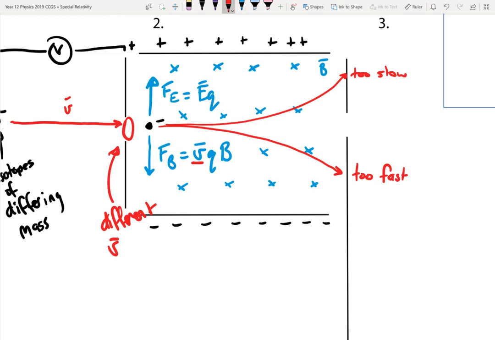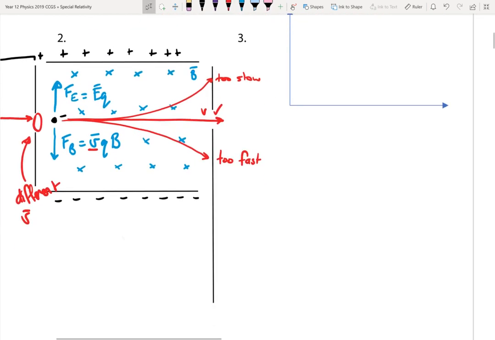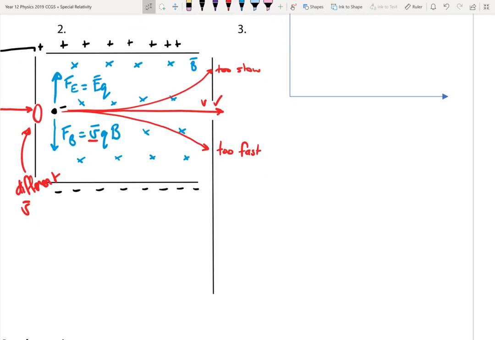This is a really cool thing, because the ones that just have the right velocity equal to E over B, travel through, okay? Now, that's the velocity selector, a really cool way to make sure that every single isotope, no matter whether they're a big isotope or a small isotope, is going to come through and they're all traveling at the same speed. That's important because we need to make sure that V is a constant in this next part, all right?